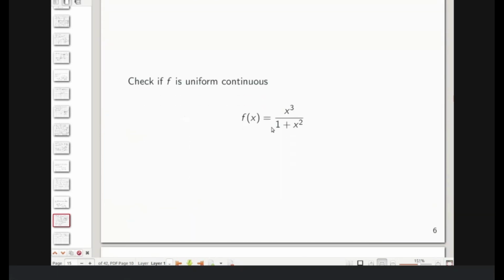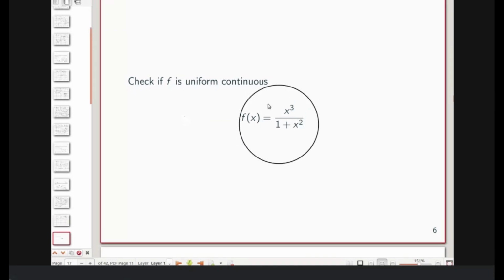Yeah, this is nice. So I have a function given here, x cubed by 1 plus x square. I want to check if this function is uniformly continuous or not. What do you think? Take your domain as R, R to R. I suppose everyone has pen and paper, so you can try it out and let me know.